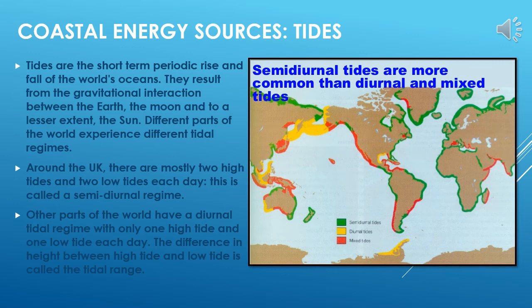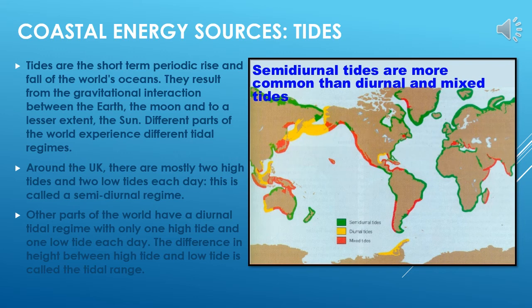Okay, another source of energy at the sea is the tides. We've got two types of tide on the planet in the coastal areas. We've got semi-diurnal, which we have in the UK, which means basically we get 2 high tides and 2 low tides every 24 hours. And other areas are diurnal, so they only get 1 high tide and 1 low tide per 24 hours.